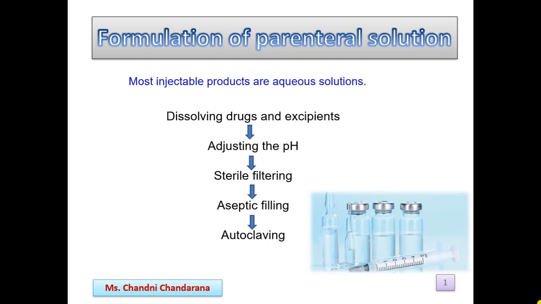Now to understand the sterilization process, first we should know when or where it is applied. If we are talking about the formulation of parenteral solutions, as I discussed in my previous lecture, in the components of parenteral preparations, we should know what ingredients and excipients we require to formulate the parenteral solution. Most injectable products are aqueous solutions, and these are the steps of formulation.